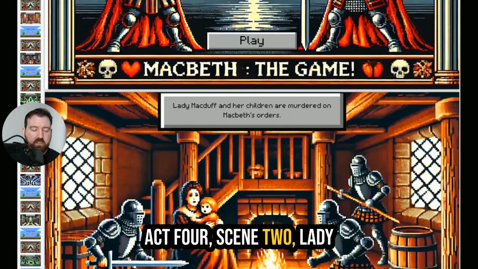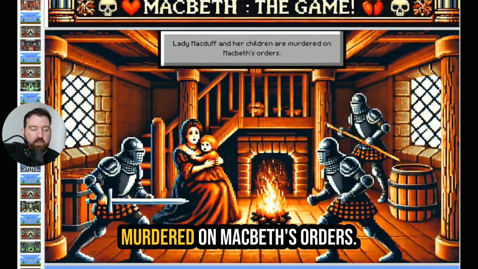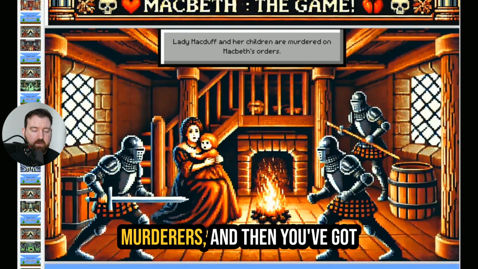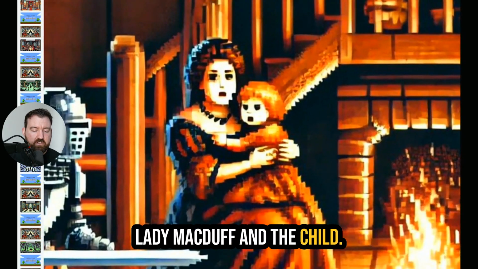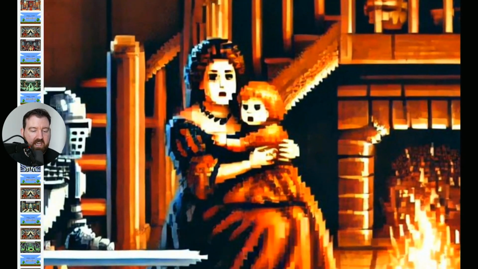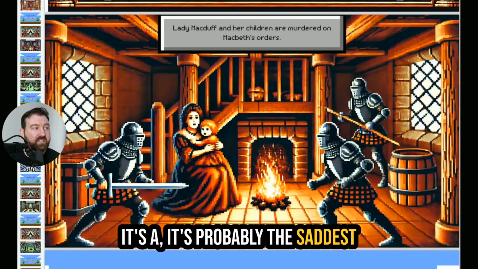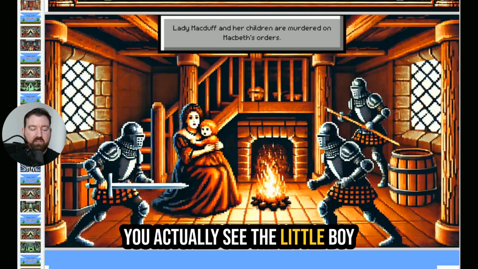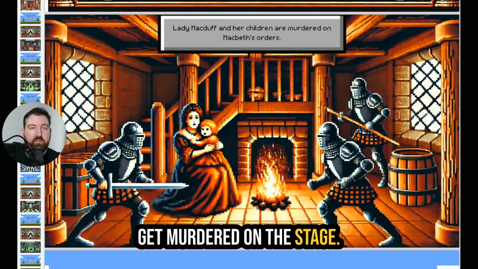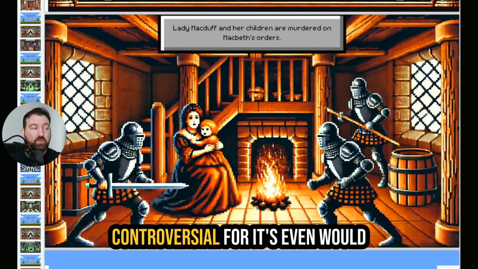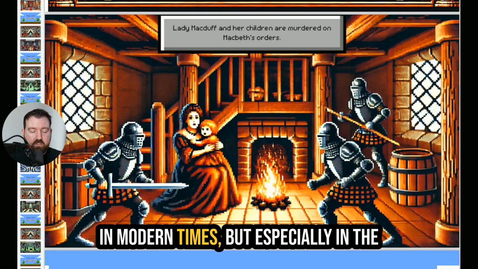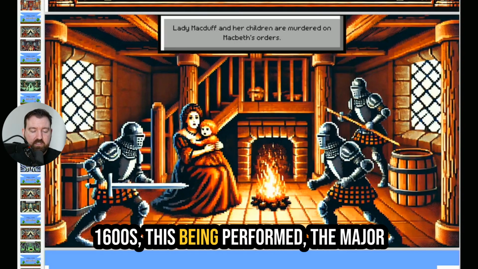Act 4, Scene 2. Lady Macduff and her children are murdered on Macbeth's orders. I love this artwork again, the idea of the murderers, and then you've got Lady Macduff and the child just scared. It's probably the saddest bit in the entire play, because you actually see the little boy get murdered on the stage. This would have been pretty controversial, this even would be pretty controversial now, right? In modern times, but especially in the 1600s, this being performed.